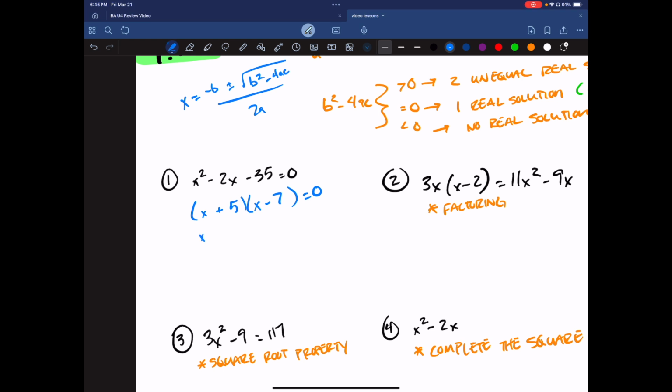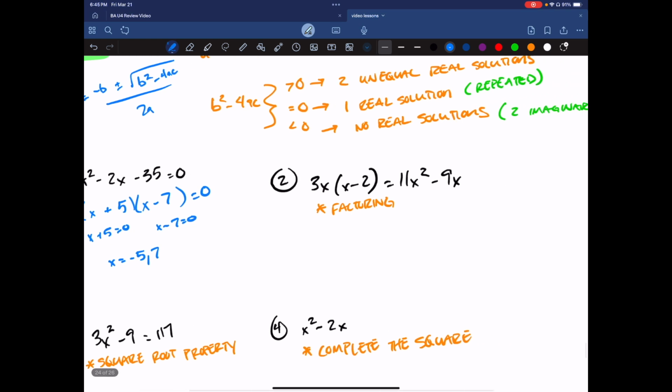Now you set each of these equal to 0 and solve for x, and you're going to find that x equals -5, positive 7. And that's all there is to it. So that's one way of finding out how to solve a quadratic equation. On number two, we need to get everything to the same side first. So I'm going to multiply this out.